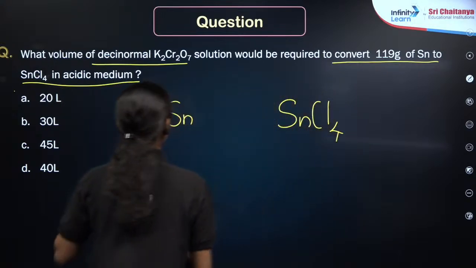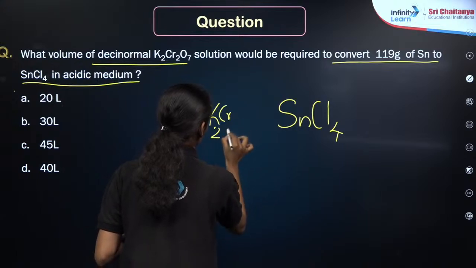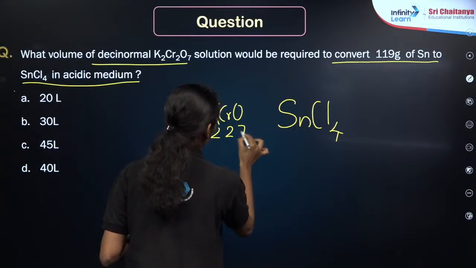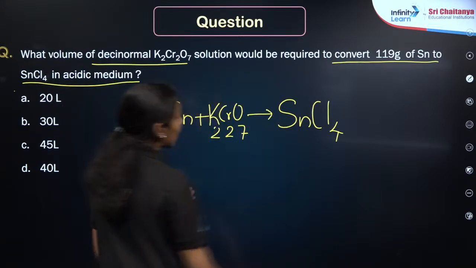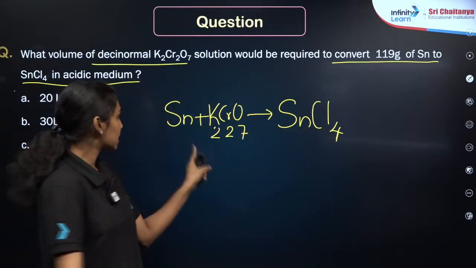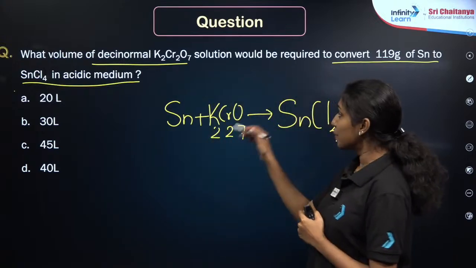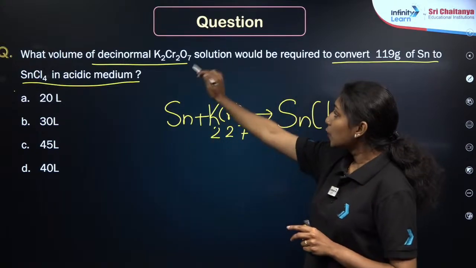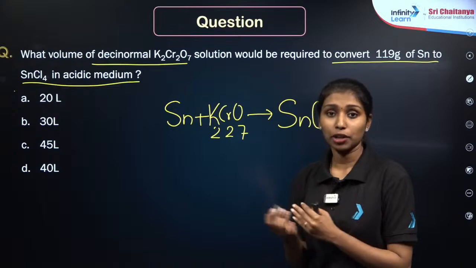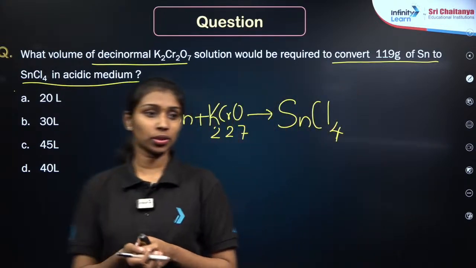With the use of K2Cr2O7. Okay, in the previous session when I was discussing the equivalence point, normality and all, I have just discussed that in the case of potassium dichromate, whenever the reaction happens in the acidic medium, the K2Cr2O7 or the dichromate ion changes to form Cr plus 3 ion.